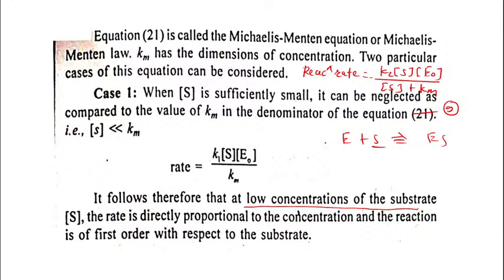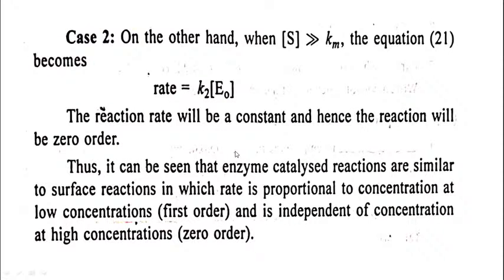If the concentration of the substrate becomes very small, then the rate is directly proportional to the concentration, and the reaction is first order with respect to the substrate. Okay, this is the first condition. Let us see now the second condition.